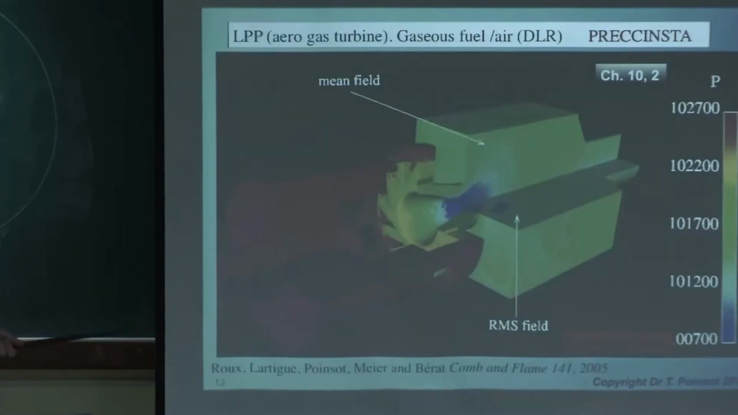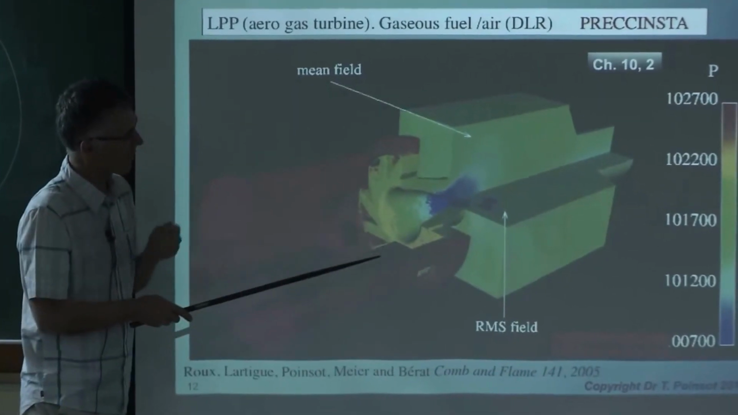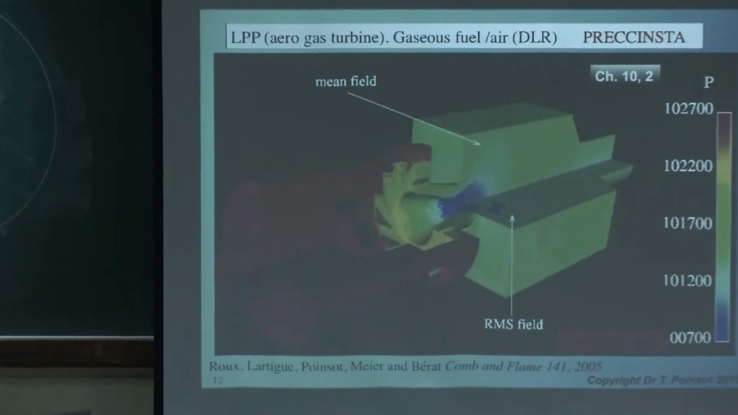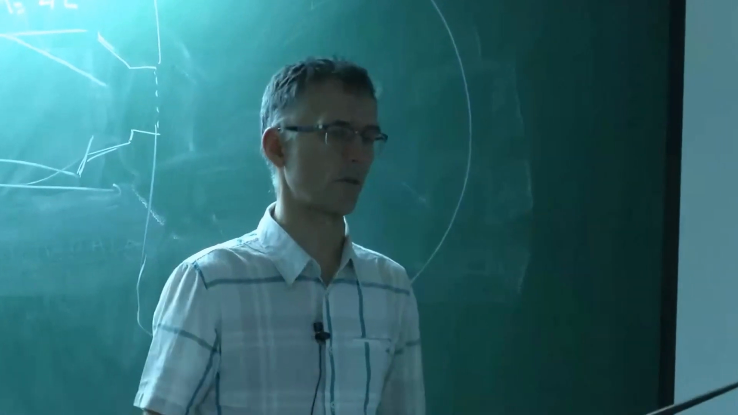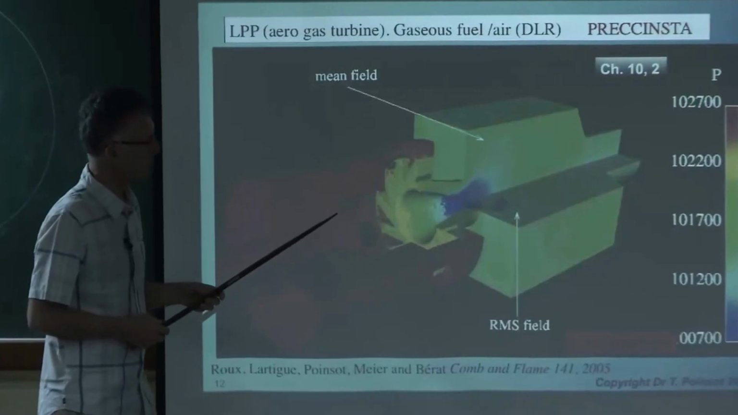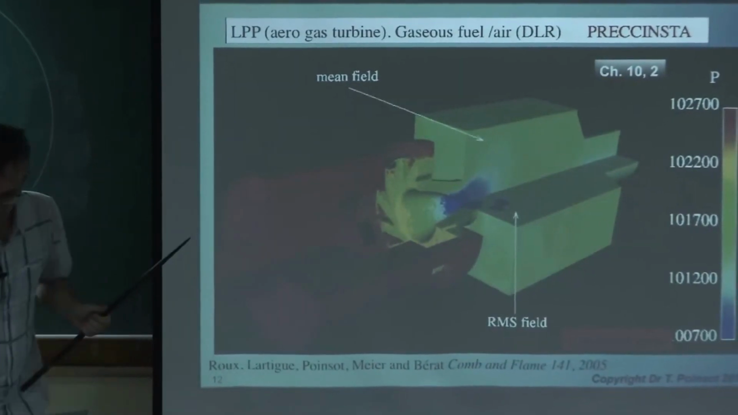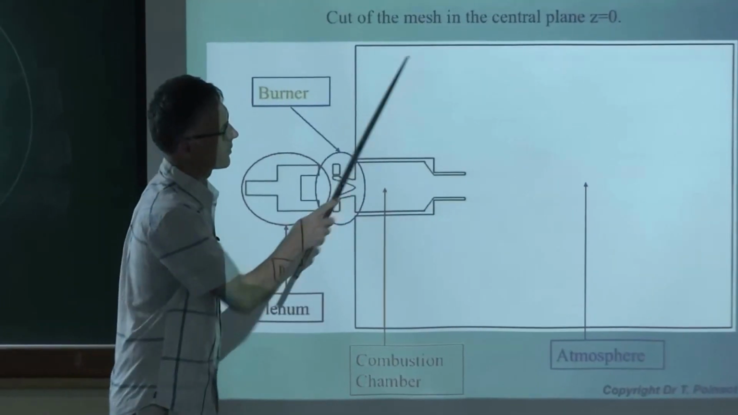So the DLR, I've shown this one during the seminar. That's the old PRECCINSTA burner, but that's a very good test case. If you write an LES code, this is really now the reference. Everyone is computing it just to make sure that it works. We've done it with Fluent, we've done it with CFX. OpenFOAM has been used too. So it's a swirl burner, premixed, and on this burner, this is the outlet, and this is the domain.